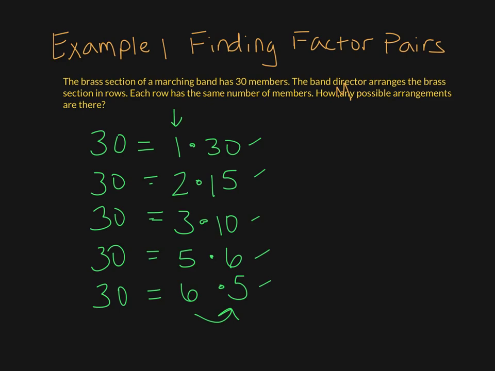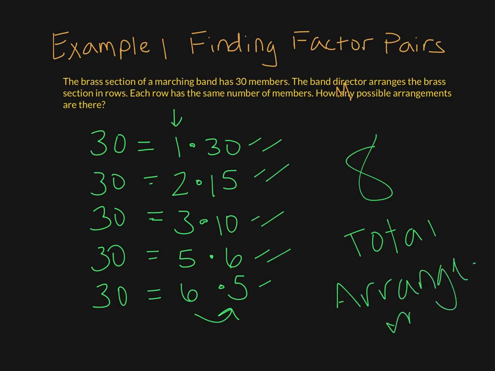Now, you also have to think we could flip-flop some of these around. So we said there could be one row of 30 and 30 rows of 1. So there's 2 on this one, 2 on this one, and 2 on this one. So 1, 2, 3, 4, 5, 6, 7, 8. So there's 8 total arrangements. What we did is we found the factor pairs of the number 30 to figure out how many arrangements there could be. That's what you're doing in a problem like this, listing out those factor pairs.